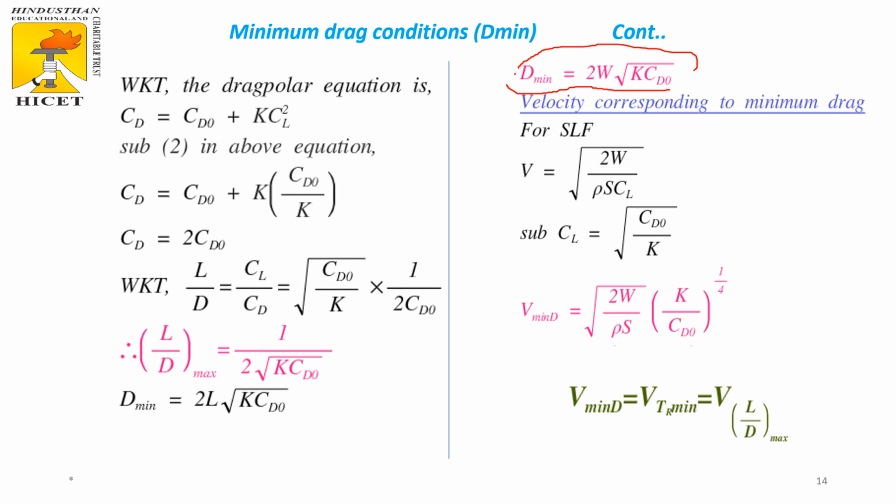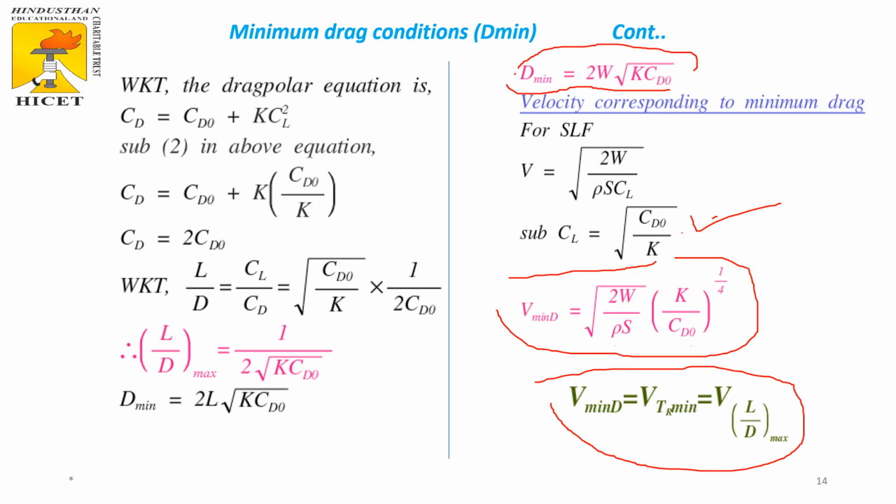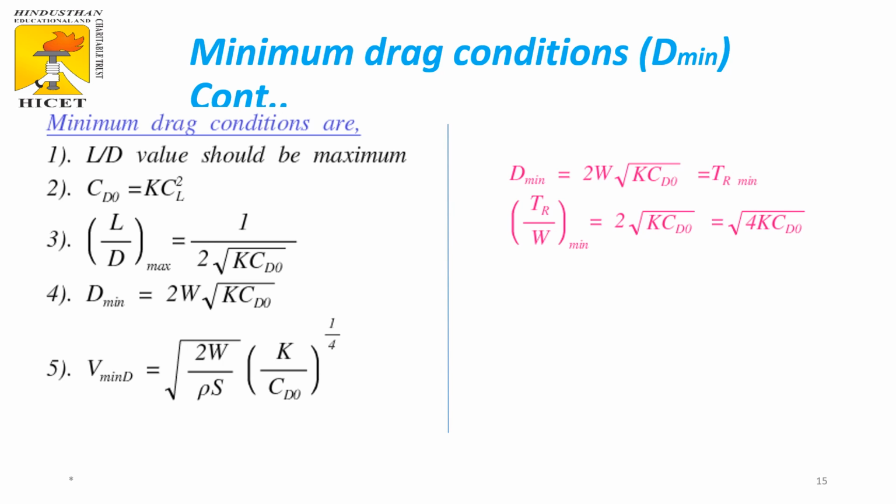Then we move on to finding the velocity corresponding to the minimum drag. The velocity is equal to root of 2W by rho S CL. CL is equal to root of CD naught by K, as we already derived. So V for minimum drag equals root of 2W by rho S, times root of K by CD naught. This is your velocity corresponding to the minimum drag. In order to have minimum drag, your thrust required should be minimum, and for that the L by D value should be maximum. This is the final conclusion.